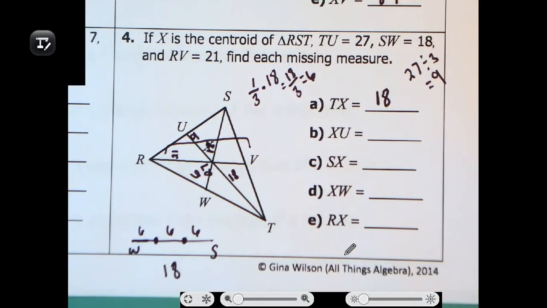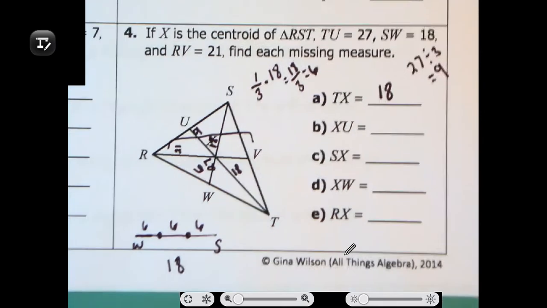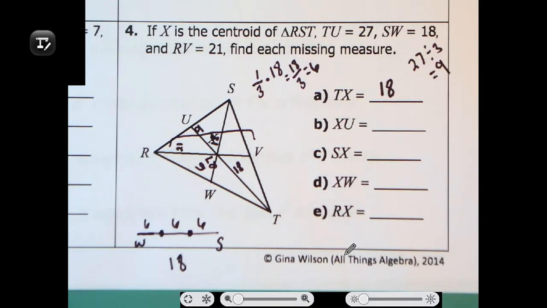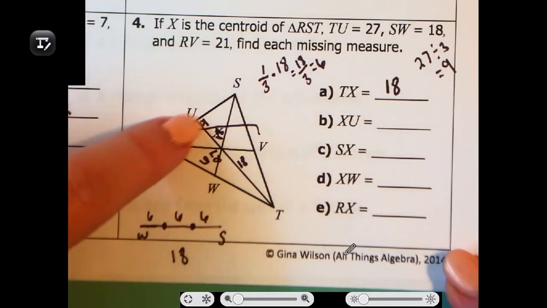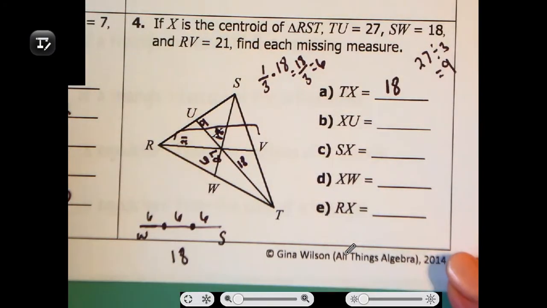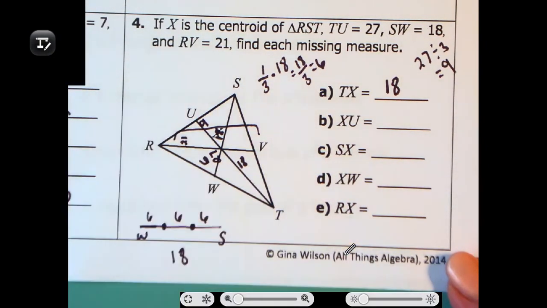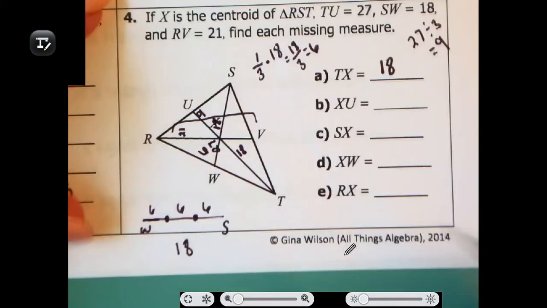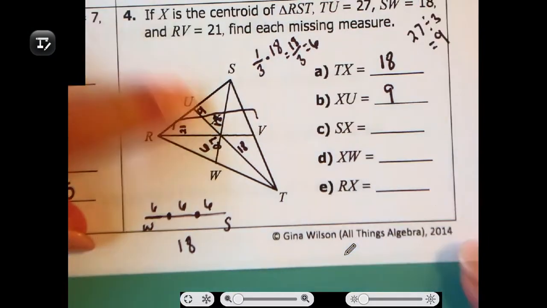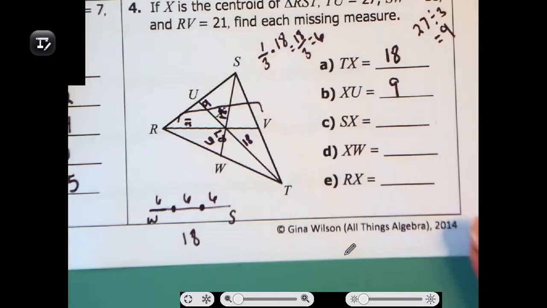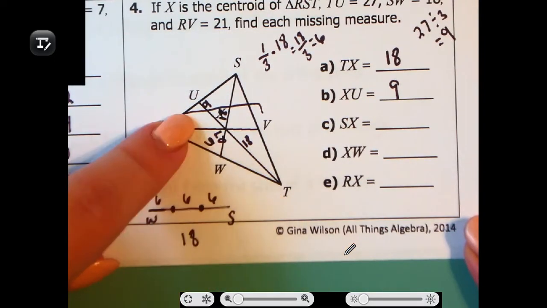Okay, so let's recap that. Basically, I take the median value, so the whole entire length of the median, and then I just divide it by 3. That gives me the shorter part, and then I double it to get the longer part. Okay, so let's try it again. So they asked for TX, then they asked for XU, which I already got. So half of that would be 9. So they asked for the shorter part and then the longer part for this median here.